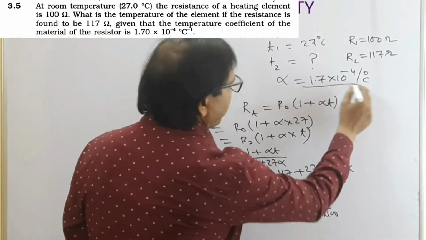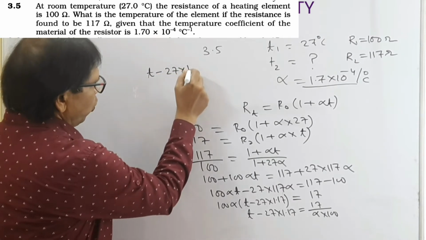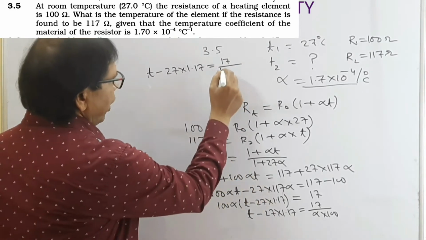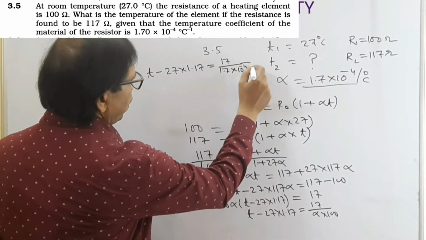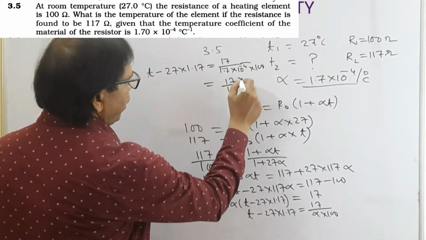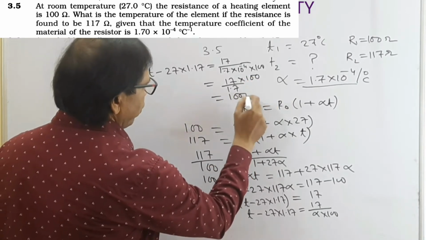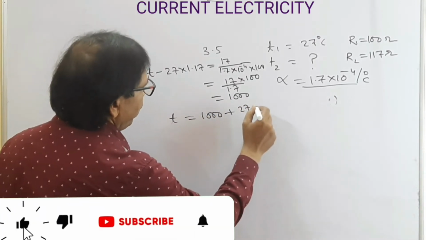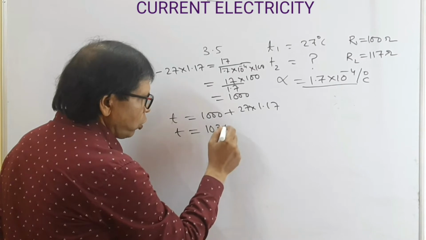Now alpha is equal to 1.7 times 10 to the power minus 4 into 100. So T minus 27 into 1.17 gives 17 by 1.7 into 100, so this is 1000. So T equals 1000 plus 27 into 1.17, so T is almost equal to 1030.